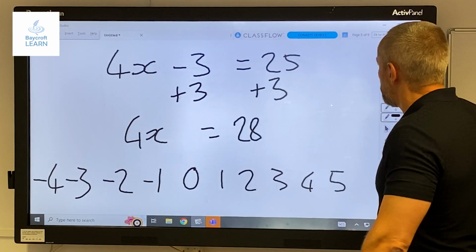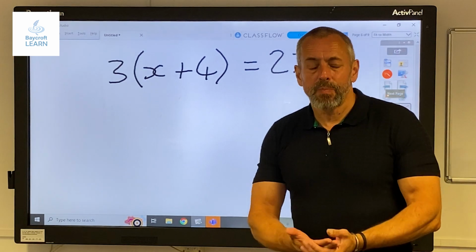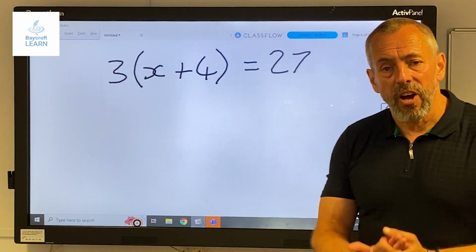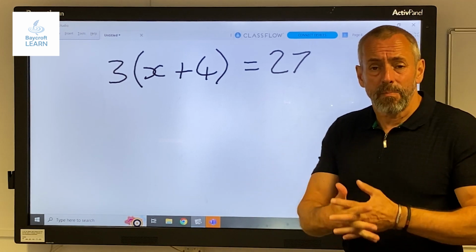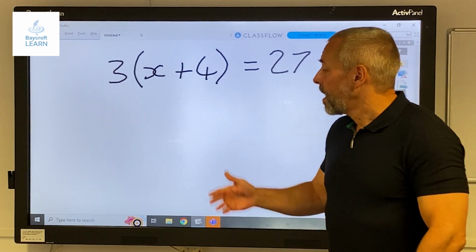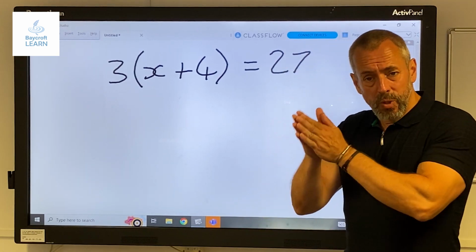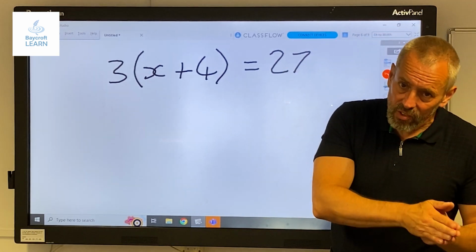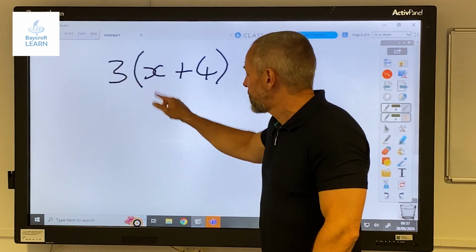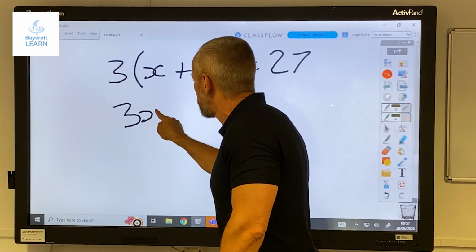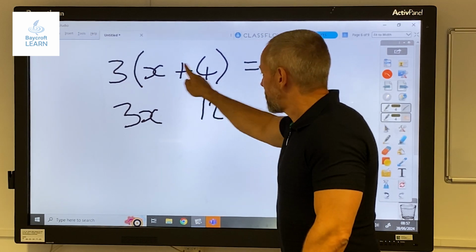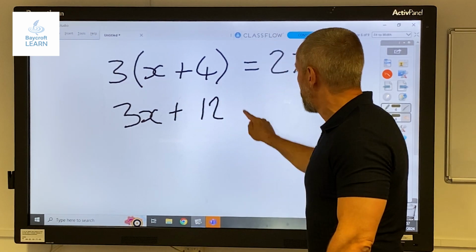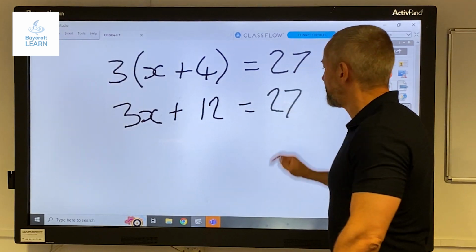One last one then is this. This is building on stuff that we've been doing before. Firstly, what we need to do here is expand the brackets. So we're actually combining different processes here. We know how to expand brackets. We multiply what's on the inside by what's on the outside. We've already done stuff on this, haven't we? So 3 times x gives us 3x. 3 times 4 gives us 12. And it's a positive times a positive, which is a positive, equals 27.